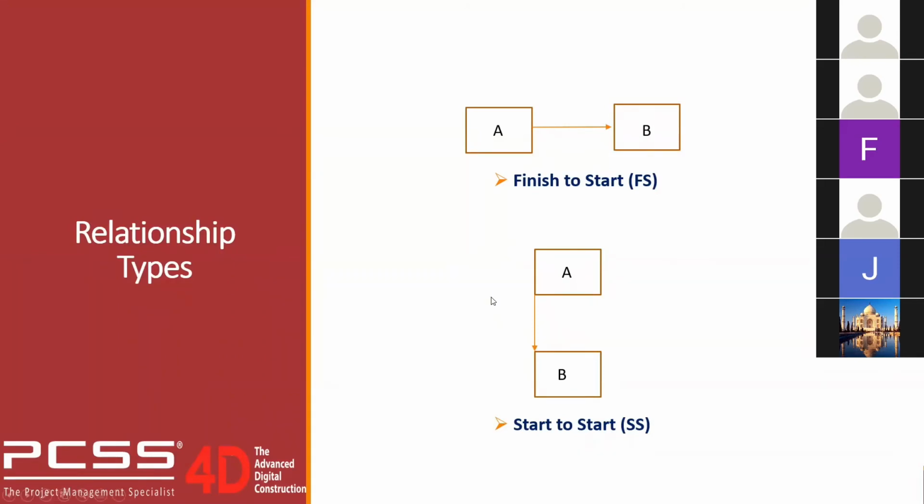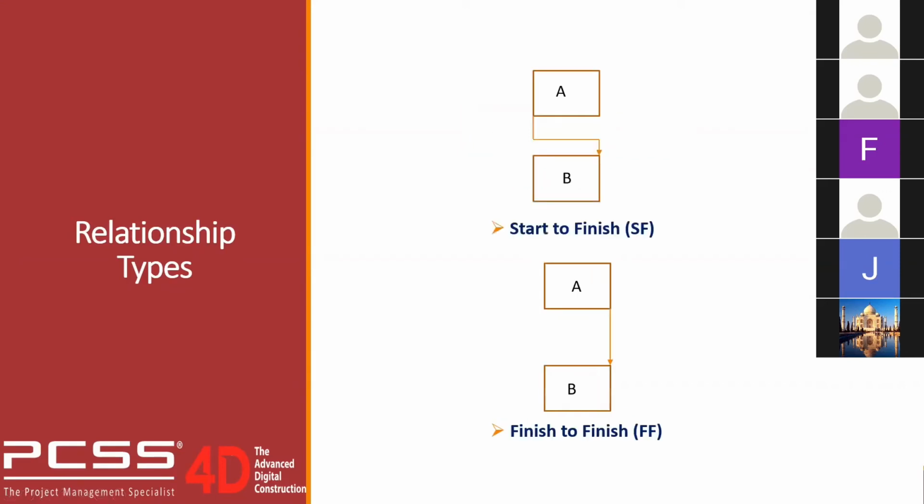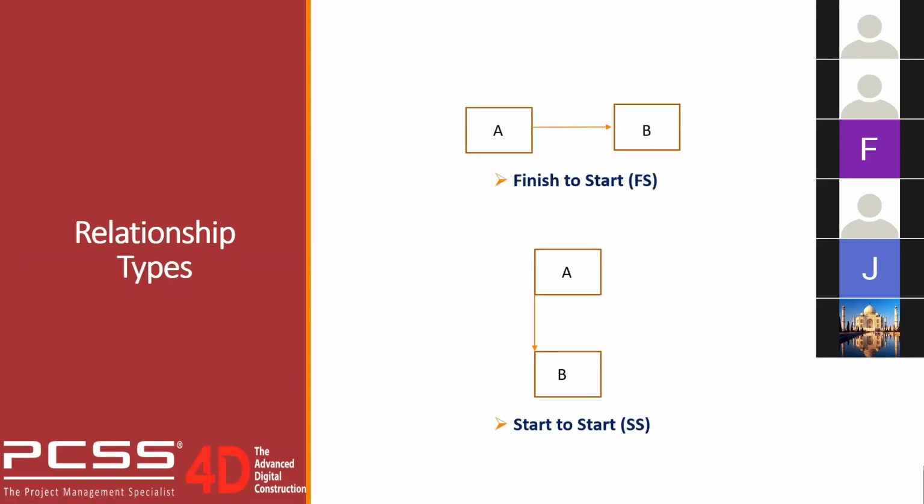Okay? So for start to start relationship here, you can see that A and B start simultaneously. Activity B can only start when activity A has started. If you assign this S to S relationship here, it means that both activity A and B will start simultaneously at the same time. Okay, understood.